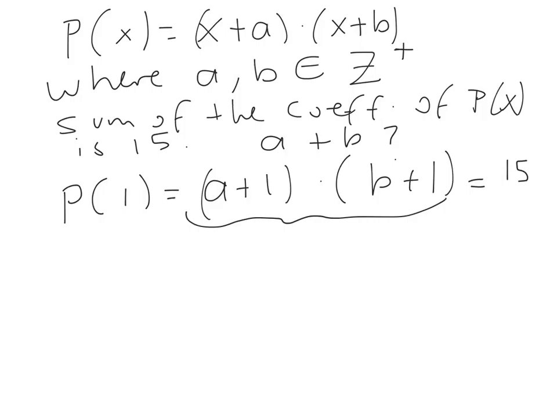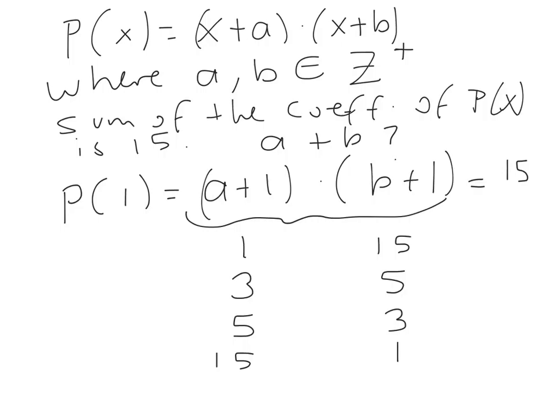Like a + 1 can be 1, and b + 1 can be 15, or a + 1 can be 3, and b + 1 can be 5, or a + 1 can be 5, and b + 1 can be 3, and a + 1 can be 15, and b + 1 can be 1.